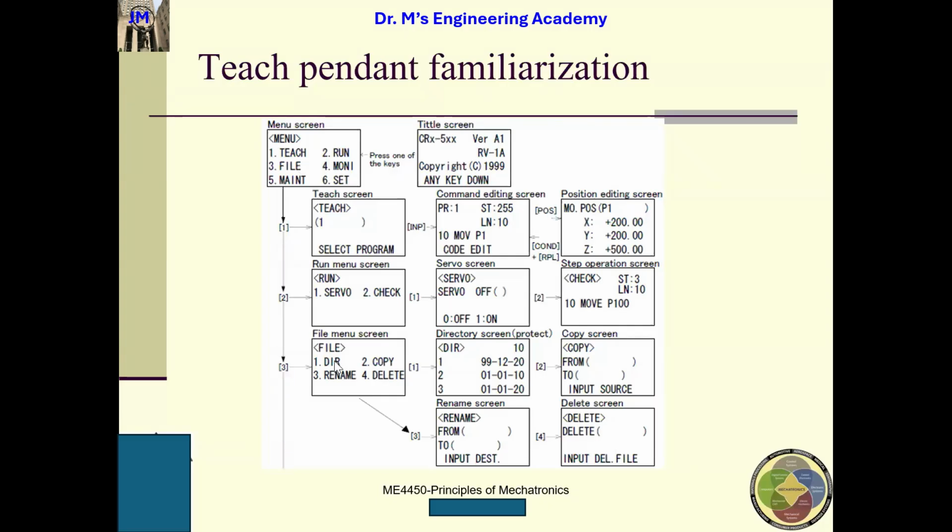In FILE, you can see the directory, the list of files, and you can copy a file, rename a file, and finally, if there's a need, delete unneeded files. So this is a directory. You can see programs 1, 2, 3, and also the dates when each program was created. Copy goes from one location to another. Rename uses the current name and a new name. Delete, you need to specify which file you delete: program 1, program 2, or program 3.